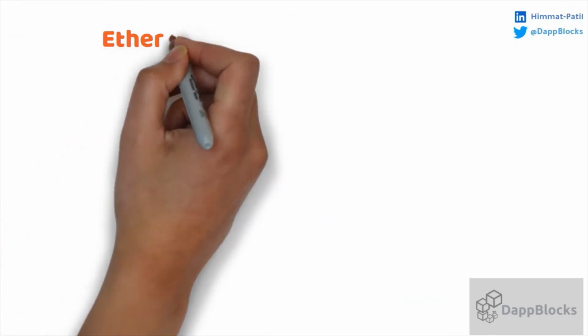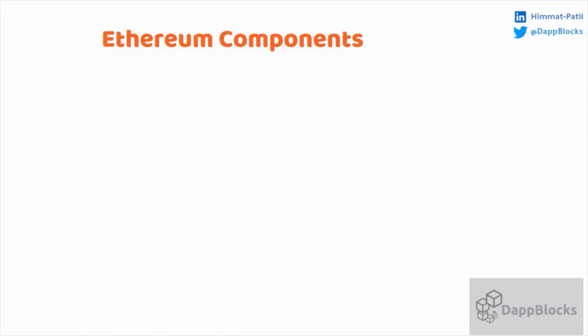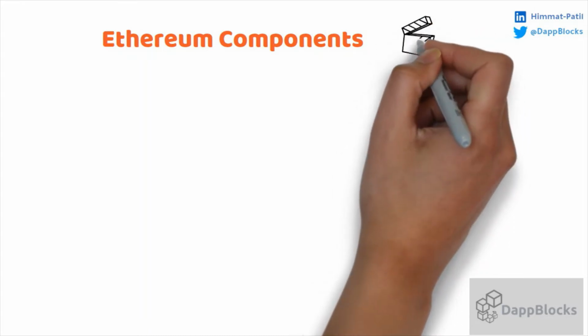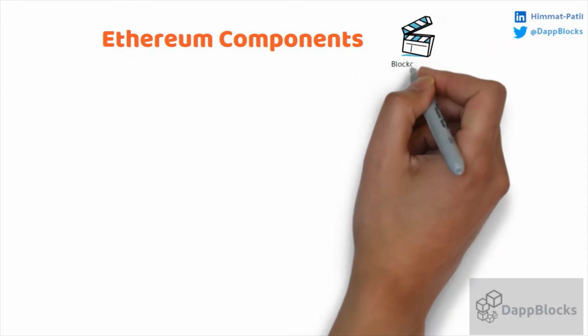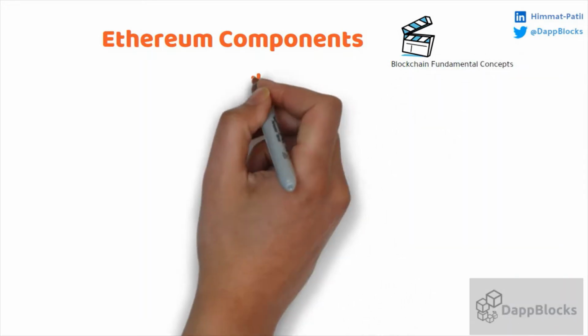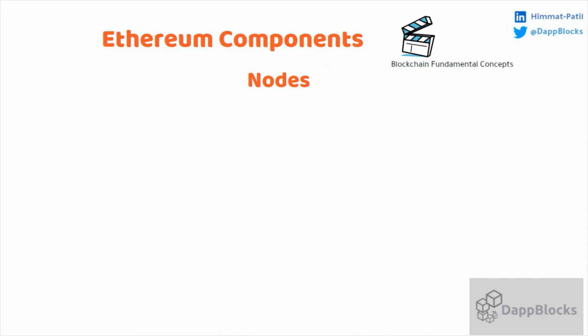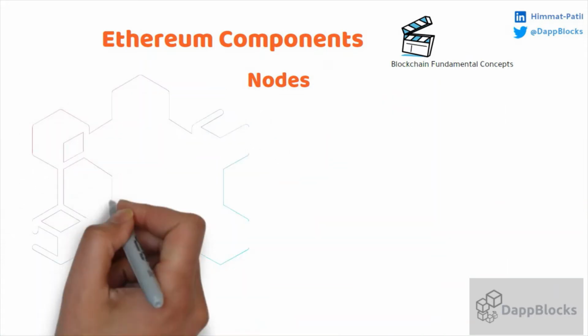Now let's deep dive into the Ethereum components. We have already discussed blockchain fundamental concepts in another video: What is blockchain and how does blockchain work? I highly recommend watching that video because with that you will understand the Ethereum process very easily. You can find that link in the description below. We have seen how to connect to the Ethereum nodes. Now let's understand what is a node and different types of nodes.